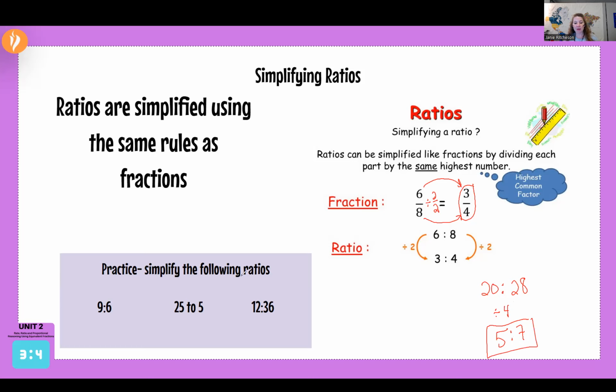All right, so you guys pause the video and try simplifying these three ratios and then come back and see how you did. All right, on the first one, I hope you divided both of these numbers by 3. So simplified, this ratio is 3 to 2. What about the second one? What can you divide 25 and 5 by? By 5. So 25 divided by 5 is 5. 5 divided by 5 is 1. And then did you guys figure out that 12 is the least common multiple? No. Greatest common factor, 12 divided by 12 is 1, and 36 divided by 12 is 3.